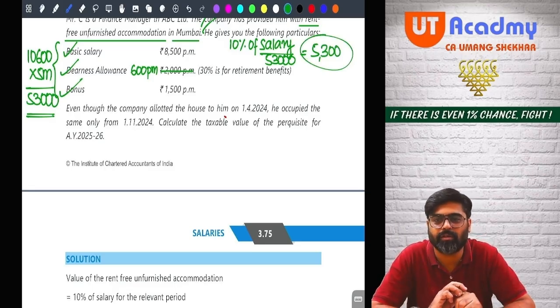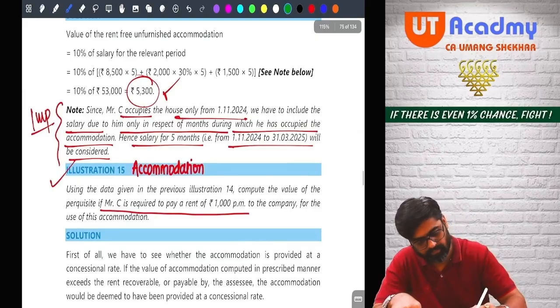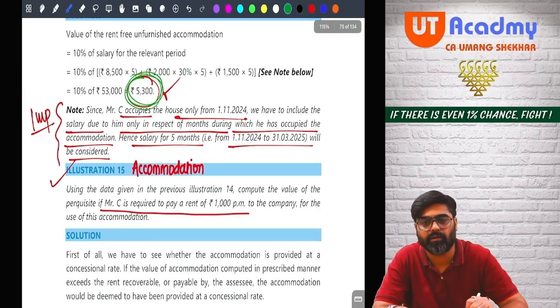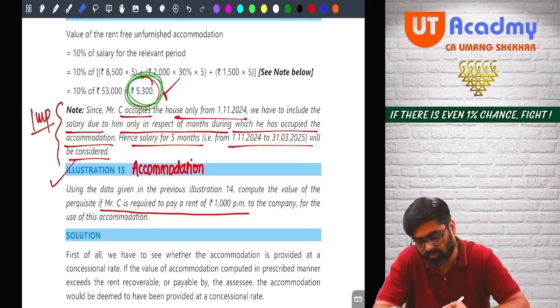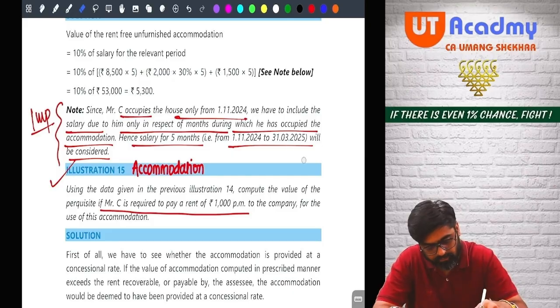How did you get 6075? Did you understand your mistake? This should be 5,300. Please check the answer. 5,300. Got it? Now read. The note is important. Please read. Read this note. Important.